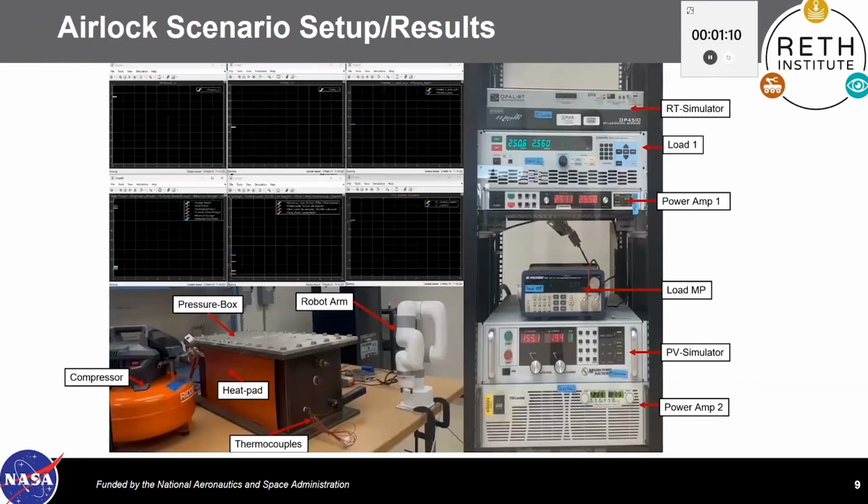So this is an airlock scenario in which I open the pressure valve of the pressure box to see the performance of the power system, how it is behaving. Can you play the video or go next?